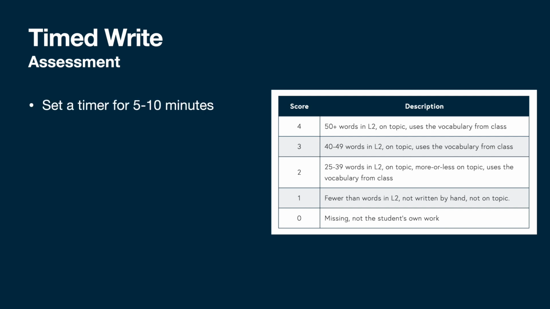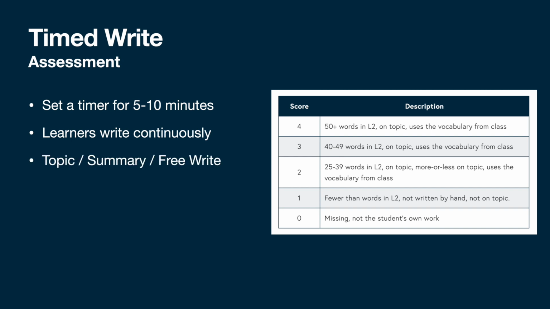So I set a timer for 5 to 10 minutes, and during that time, the learners write. I typically set it for 5, but you can extend that to 10 if you want to. Learners write continuously. They don't stop writing for the whole time that the timer is going. You just keep writing. And that's what I tell them. Just keep writing. You're graded mostly on word count. Get as many words as you can.